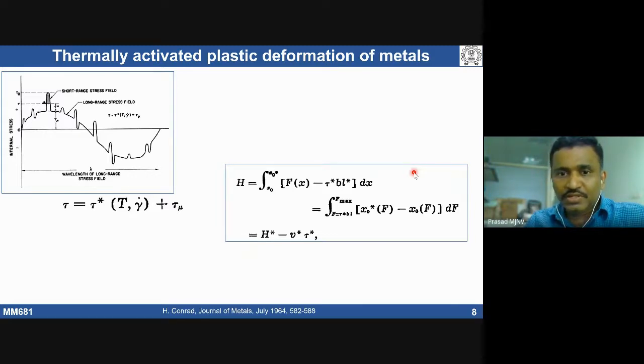So I want to discuss something about activation volume and activation energy some more. Here, we know that we do see barriers, different types of barriers.